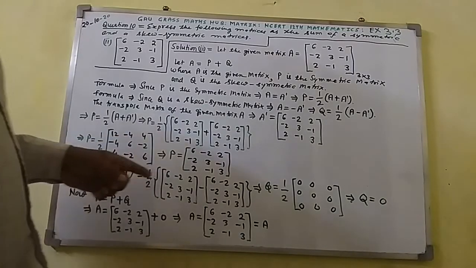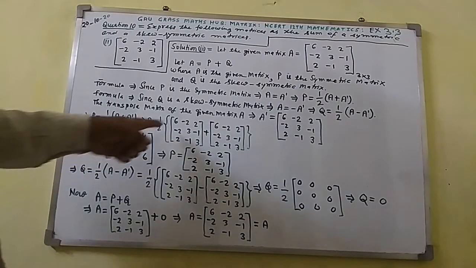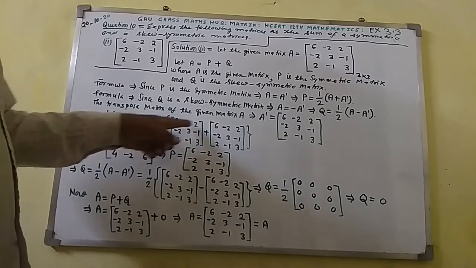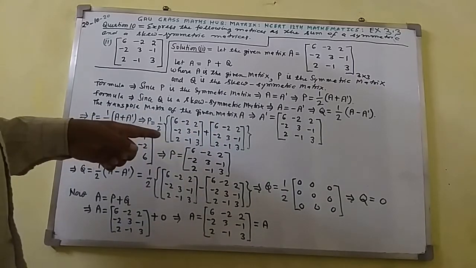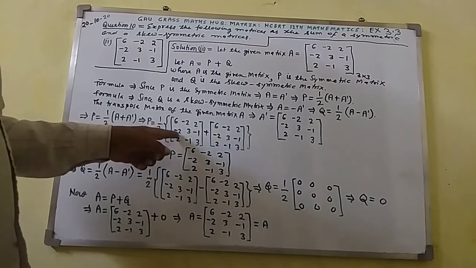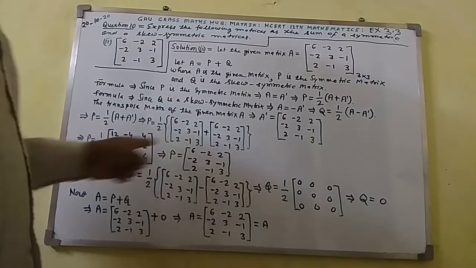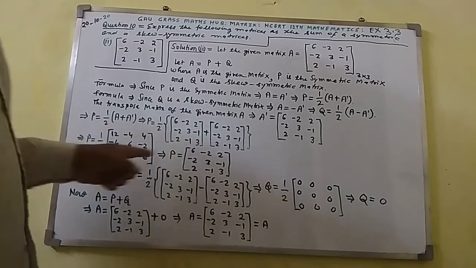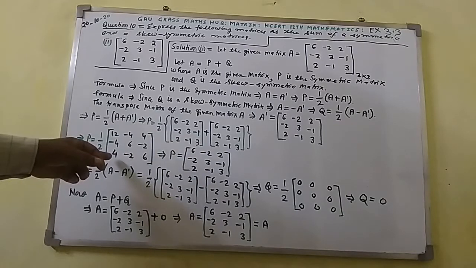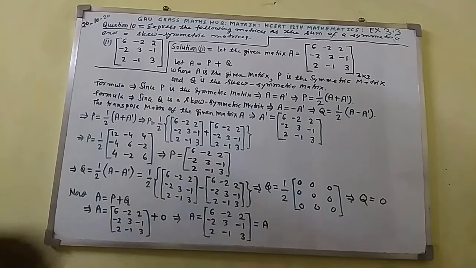In addition, the respective elements of both matrices will be added together. Here 6 plus 6 I have added, you have got 12. Minus 2 plus minus 2 gives minus 4. And 2 plus 2 gives 4. Minus 2 plus minus 2 gives minus 4. 3 plus 3 gives 6. Minus 1 plus minus 1 gives minus 2. 2 and 2 added give 4. Minus 1 plus minus 1 gives minus 2. 3 and 3 added give 6.